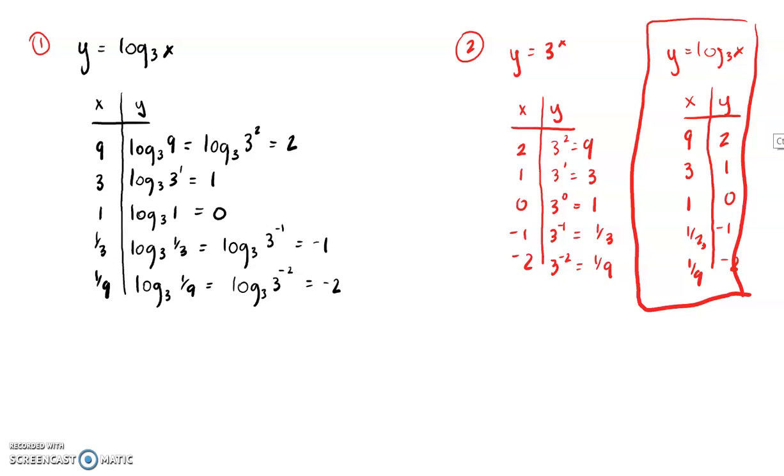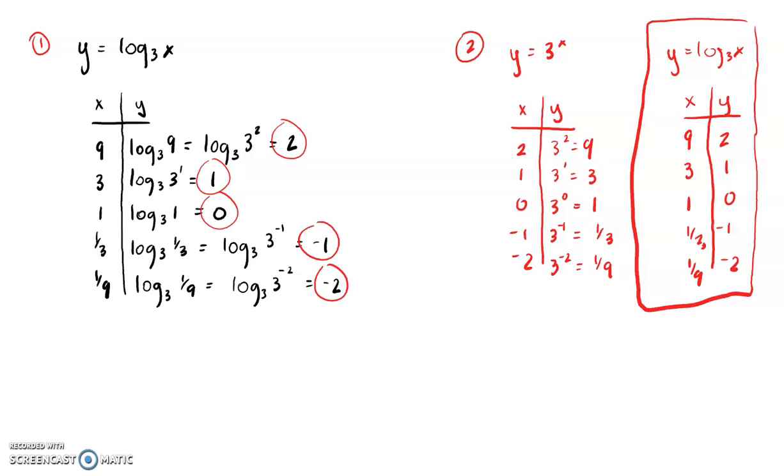The table that I get here, pen went a little crazy on me there. Okay, the table that I get here is the same table that I get here. It's a little bit more spread out, but look, we get the same values. 9, 3, 1, 1/3, 1/9, 2, 1, 0, negative 1, negative 2.